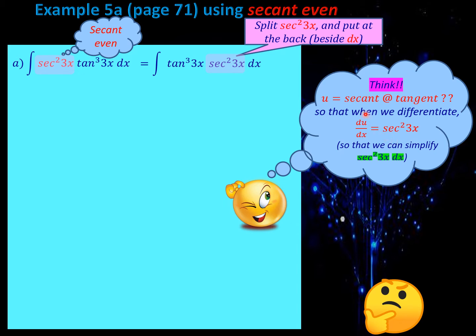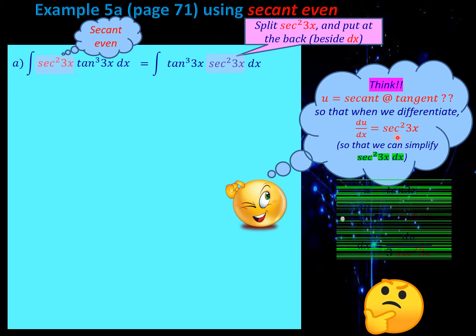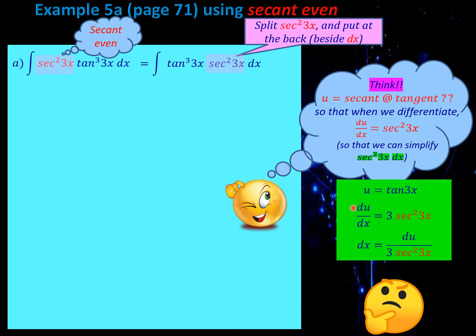Under the powers of secant tangent, we will use U substitution to evaluate the integral. We already know that to integrate powers of secant tangent, the choice of U is either secant or tangent. So, it's not hard to make a choice of U. We just think between secant and tangent, when we differentiate, which one gives us the function that we split up. So, in this case, our U is tangent 3x.